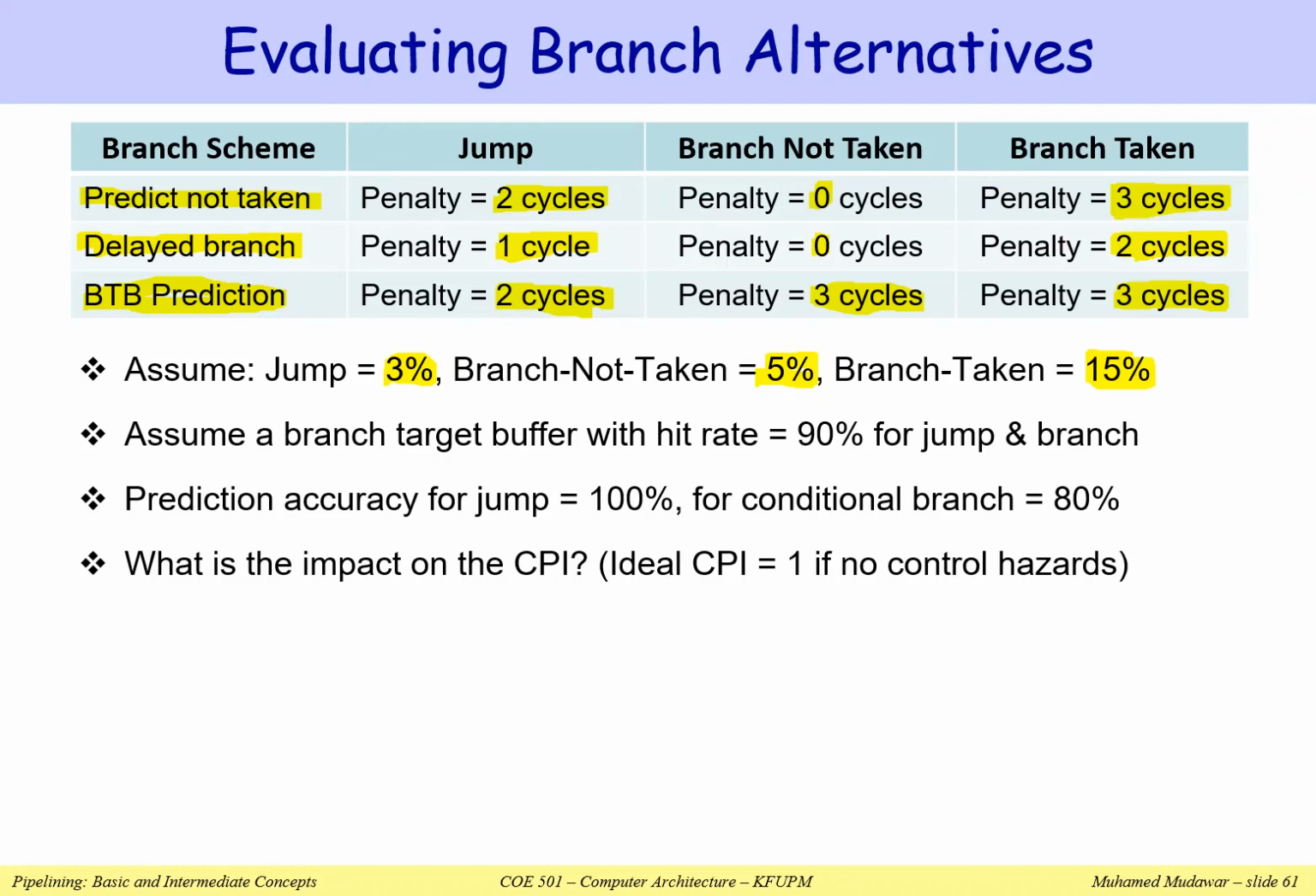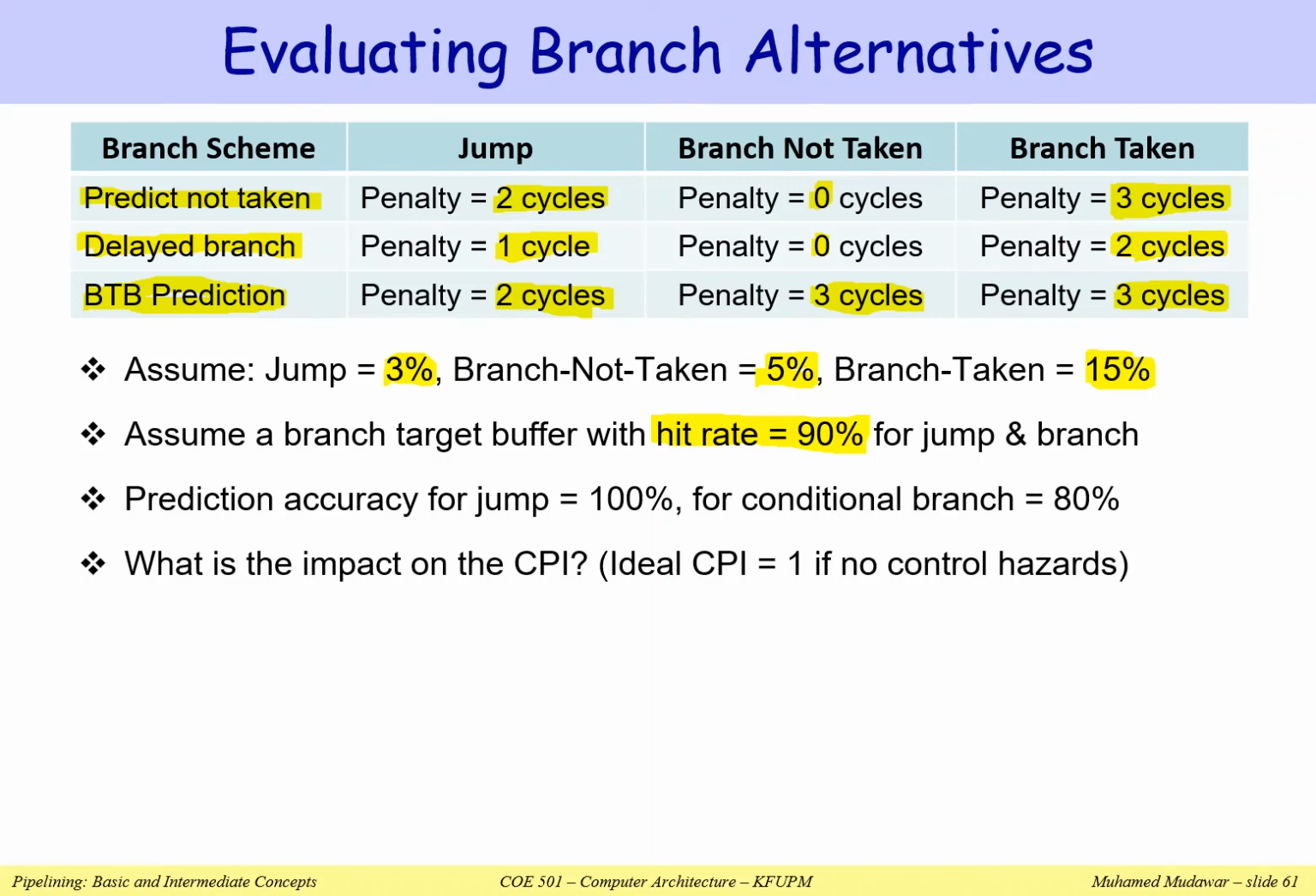We also need to know, okay, what is the hit rate in the branch target buffer? The hit rate here is given as 90% in the branch target buffer for both the jump and the branch instructions. In other words, 10% is the miss rate. So 10% of the jumps and the branches are not found in the branch target buffer, but later we are going to insert them in the branch target buffer.